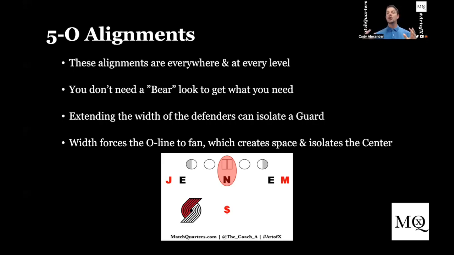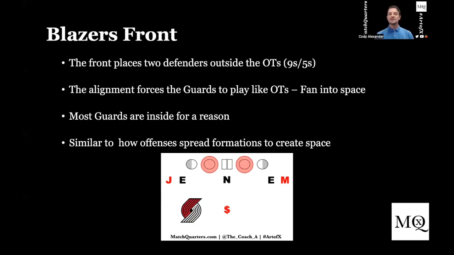That's what I tell the kids when we introduce it: look, this is our Blazers front. We're looking like we're coming off the edge, but what we're trying to do is isolate the guard, and putting that nose on that center doesn't allow him to help anyone. 9s and 5s. The alignment forces the guards to play like offensive tackles. We're going to get them to fan to space. They have to fan out. If they don't, you've got a guy careening off the edge that nobody's going to be able to block, because remember, if the back takes one side, someone's coming off the other.